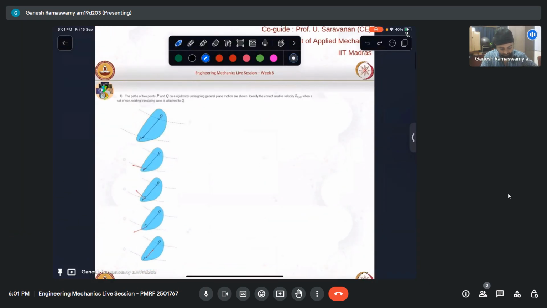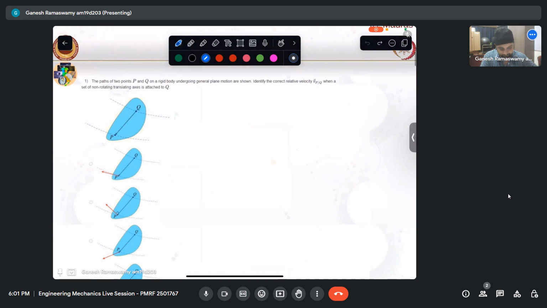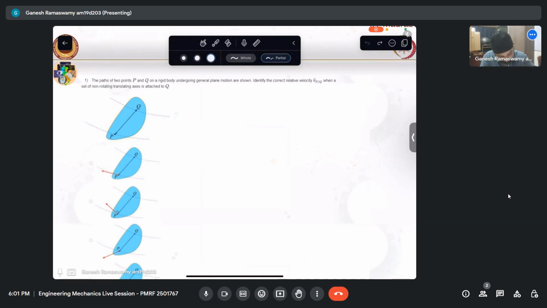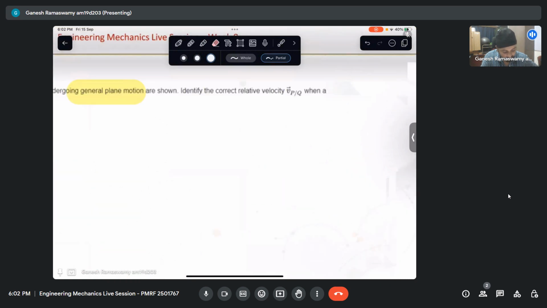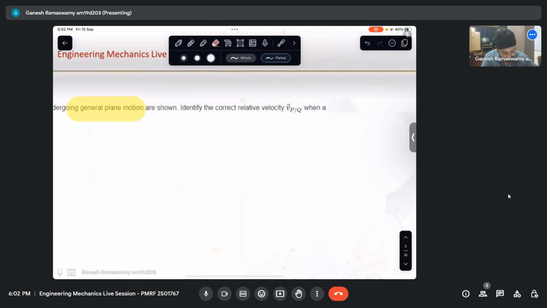Okay, so if I were to look at the first question, the first question says the paths of two points P and Q on a rigid body undergoing general plane motion are as shown. Essentially, there are two paths which are shown. Identify the correct relative velocity Vp with respect to Q. We have discussed in week 1 also that when we write this, we imply that the origin is fixed at Q.